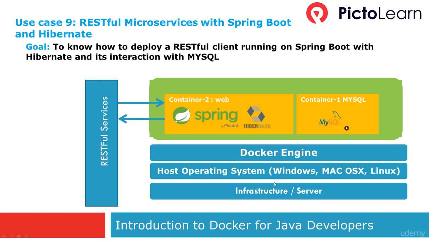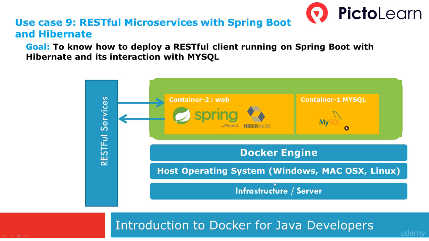Welcome to use case number 9. As a part of this use case, we will try to create a RESTful microservice with Spring Boot and Hibernate. They will interact with a MySQL database. As you can see, container 1 runs MySQL and container 2 is a web container running Spring Boot and Hibernate. We will use a RESTful client such as Postman or curl to make the RESTful calls and test a microservice.